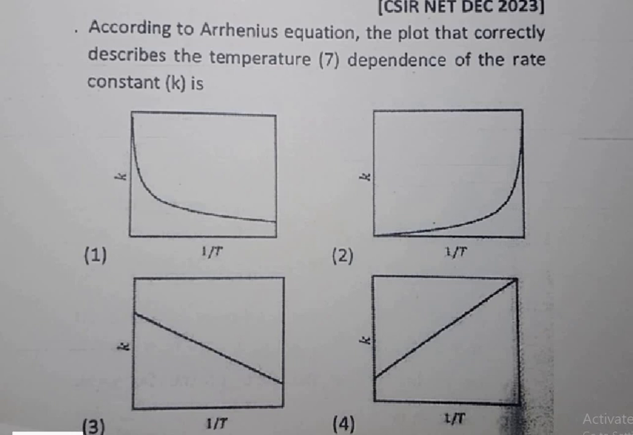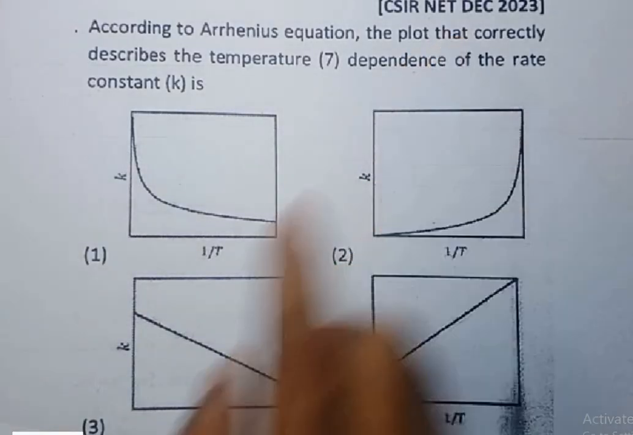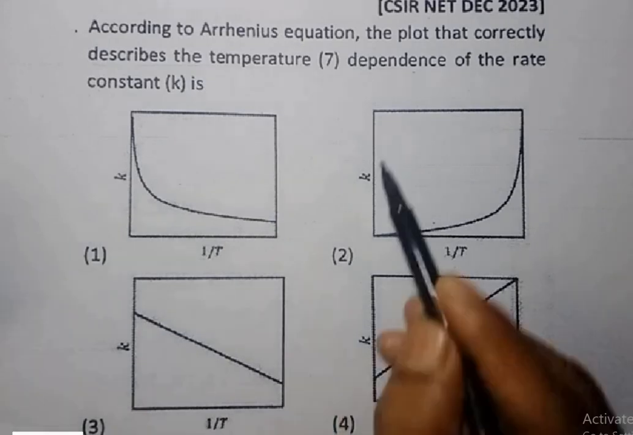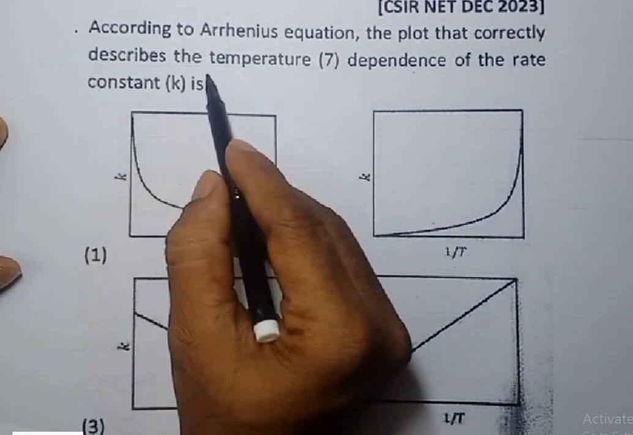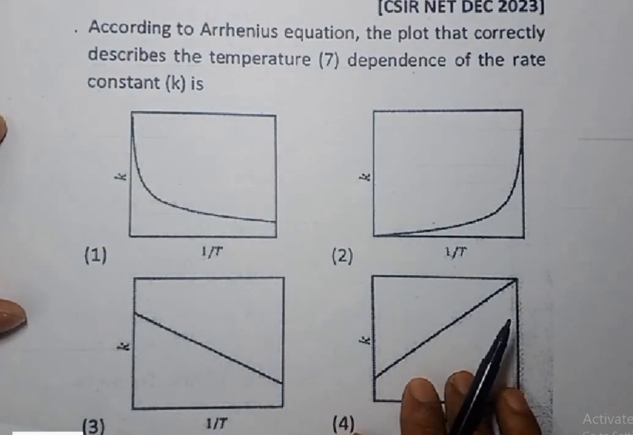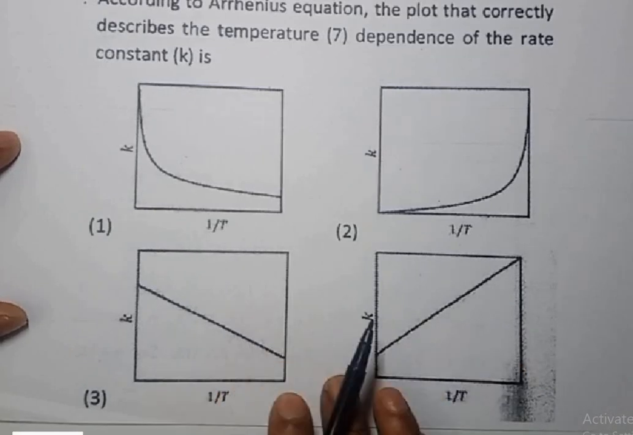So this is question number 3. Listen, this question appeared in December 2023. According to the Arrhenius equation, the plot that correctly describes the temperature dependence of the rate constant is... Four options are given here.